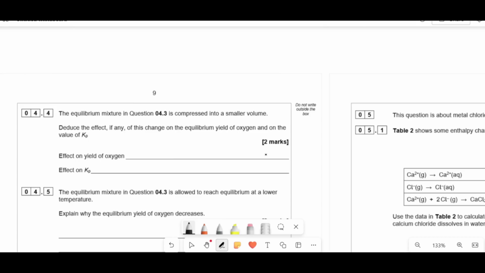Boom. So now it says the equilibrium mixture in this part is compressed into a smaller volume. Deduce the effect, if any, of the change on the equilibrium yield of oxygen and the value of Kp. So whenever you're doing your equilibrium questions, a lot of people love to just jump straight to saying, oh, shift left and right.